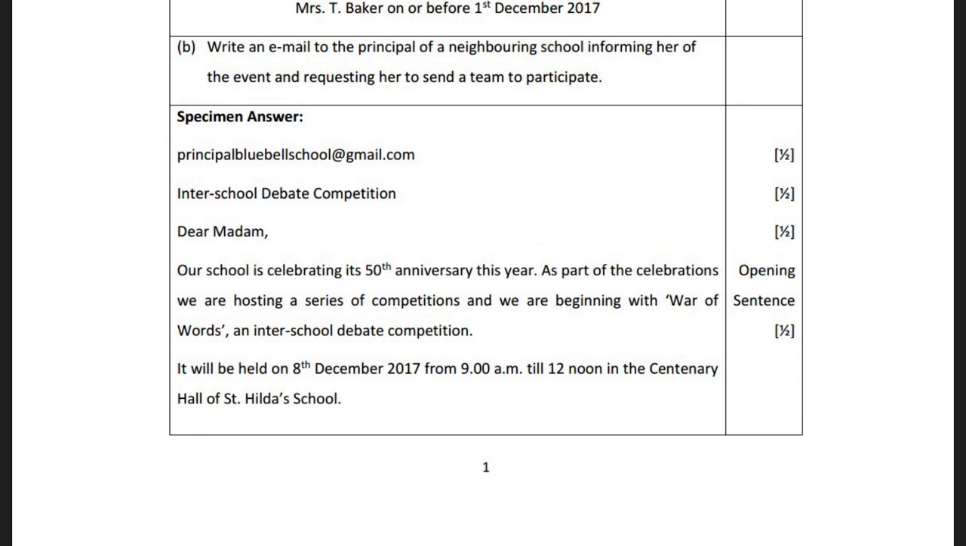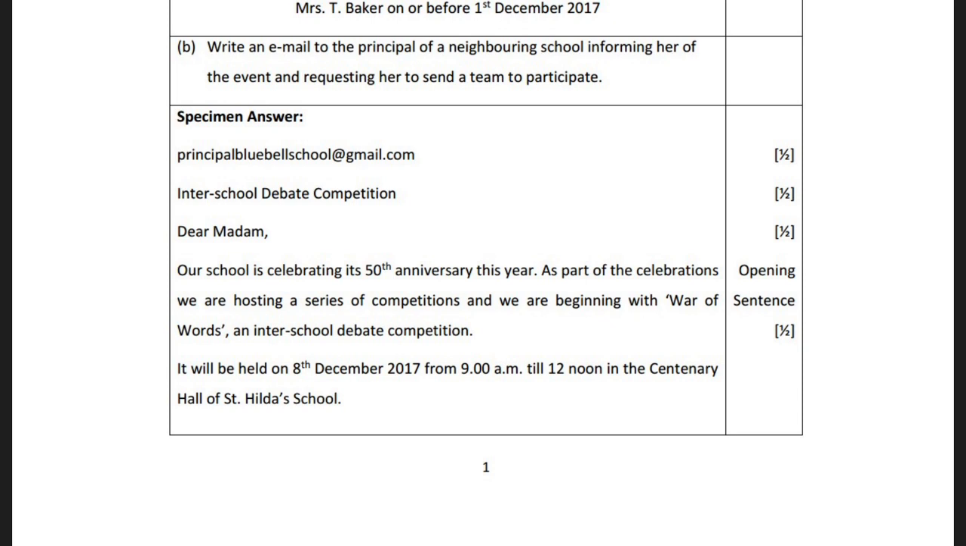The email address of the principal of a certain school to whom you are sending the email, that is the first line, left aligned. This time not central alignment, but on the left hand side. So principal blah blah blah @gmail.com. Email address should always be in small letters. There should be no capitalization. And @so-and-so.com, yahoo.com, gmail.com, something or the other should always be there in the address.